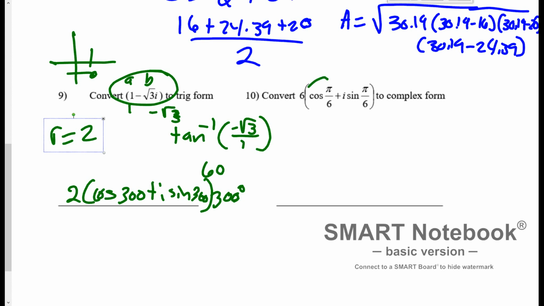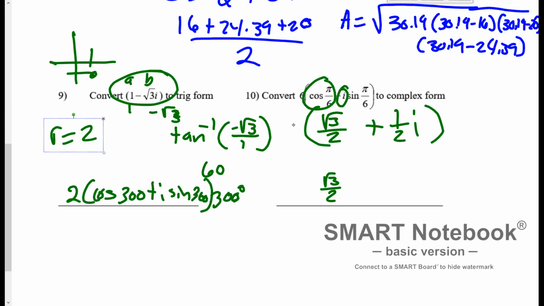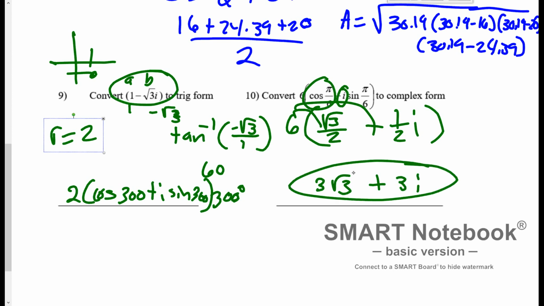Basically, all I do is just solve this. What is cosine of pi 6, right, of 30 degrees? Cosine of 30 degrees is root 3 over 2. I guess I should write that up here, root 3 over 2. Sine of that same angle would be 1/2. Times that by I, so I get I times 1/2. And then I have 6 on the outside. I just distribute the 6 to both of those. So I get 3 root 3 plus 3I. Done. So that seems a little bit easier.